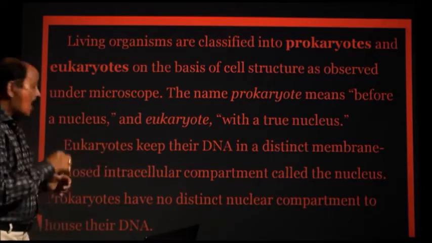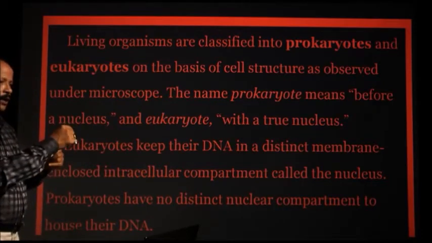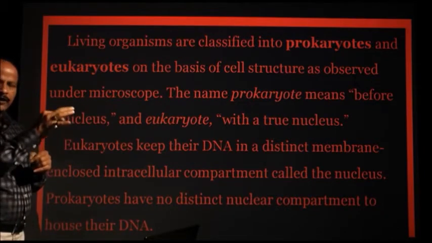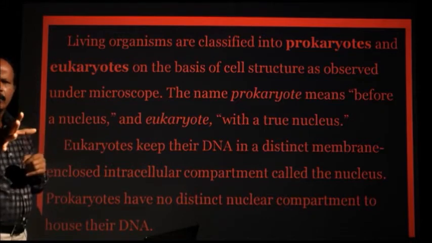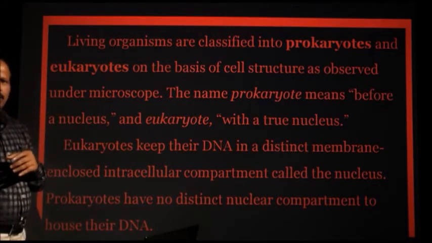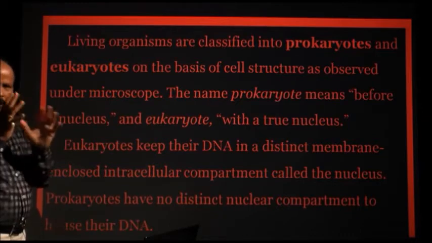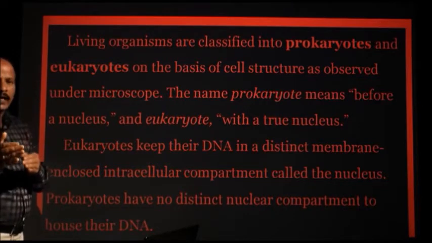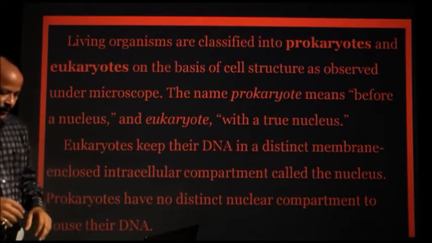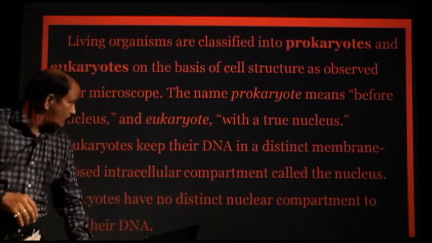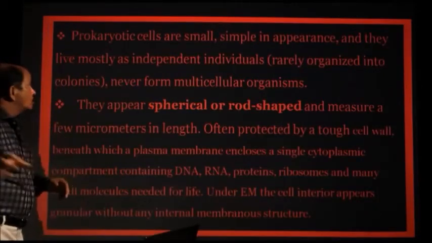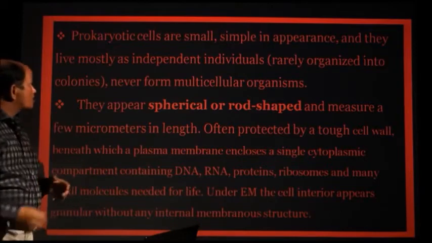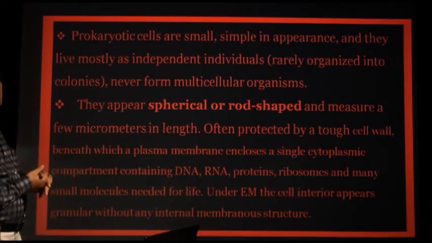So prokaryotes have faced all kinds of hot and cold, acid, alkali, salt, UV, everything of this earth's environmental conditions. But eukaryotes are, so to say, young as compared to prokaryotes, and prokaryotic diversity is very high as compared to eukaryotes. Now, prokaryotic cells in general are small, simple in appearance, and they live mostly as independent individuals.